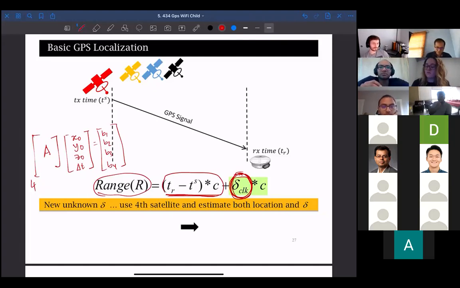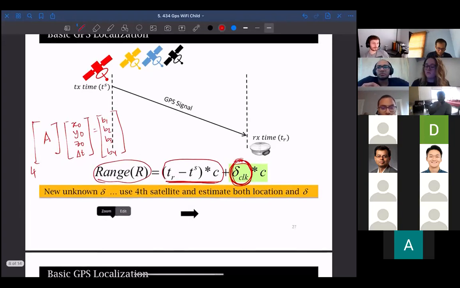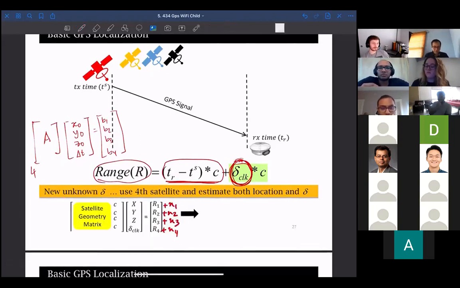Okay, very good. So now you have this satellite geometry matrix, right?